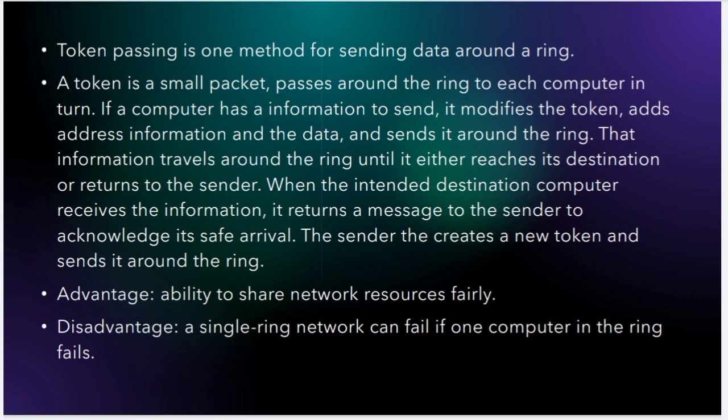A token is a small packet that passes around the ring to each computer in turn. If a computer has information to send, it modifies the token, adds address information to the data, and sends it around the ring. That information travels around the ring until it either reaches its destination or returns to the sender. When the intended destination computer receives the information, it returns a message to the sender to acknowledge its safe arrival. The sender creates a new token and sends it around the ring. So the advantage of using the ring topology is the ability to share network resources fairly, and the disadvantage is that a single ring network can fail if one computer in the ring fails.